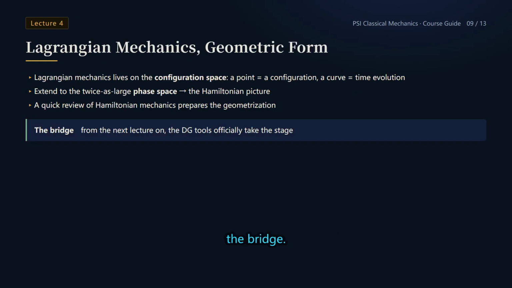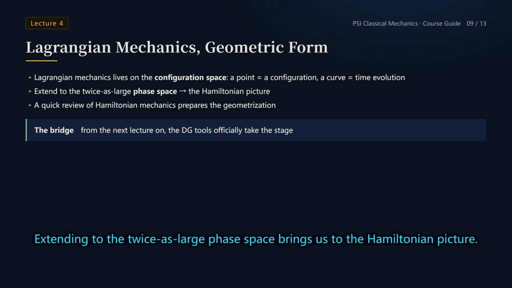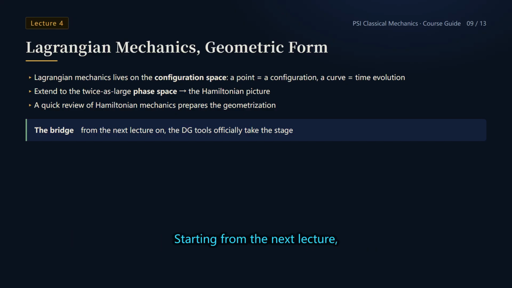Lecture 4, The Bridge. Lagrangian mechanics lives on the configuration space. Each point is one configuration of the system, and a curve is its time evolution. Extending to the twice as large phase space brings us to the Hamiltonian picture. Starting from the next lecture, the differential geometry tools officially take the stage.